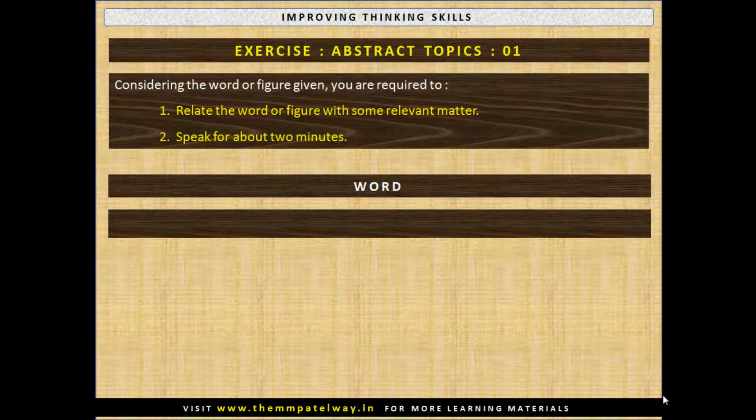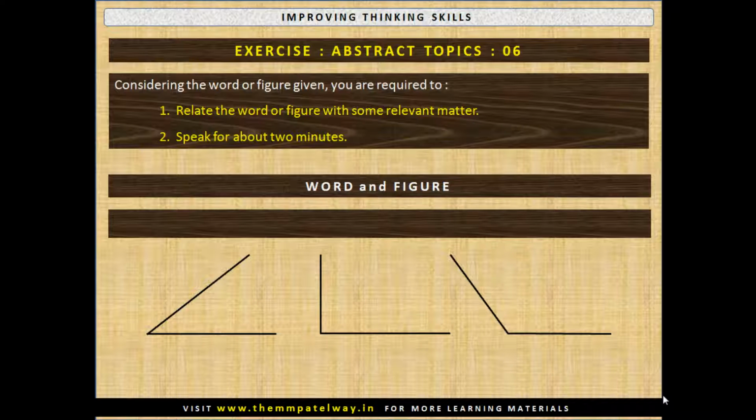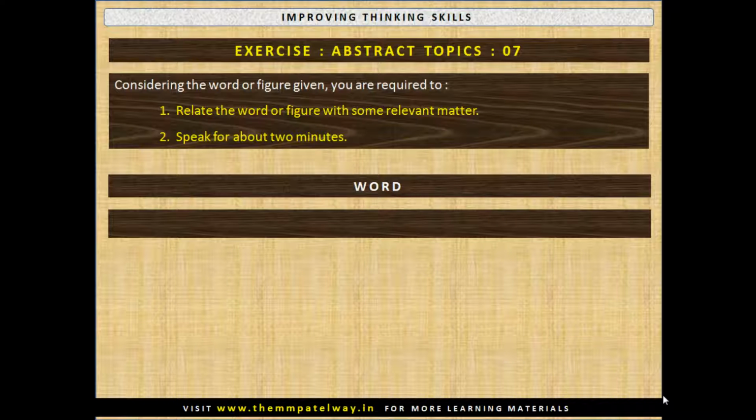Exercise 1. The word is black. Exercise 2. The word is red. Exercise 3. The word is whole. Exercise 4. The word is whole. Exercise 5. The word is curve. Exercise 6. The word is angles and figures are given. Exercise 7. The word is straight.